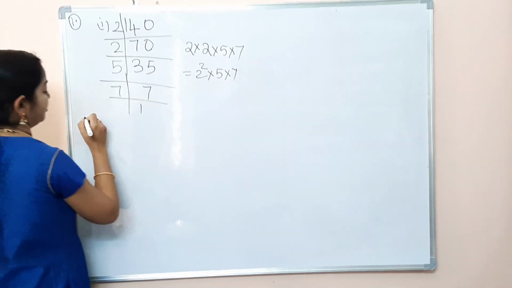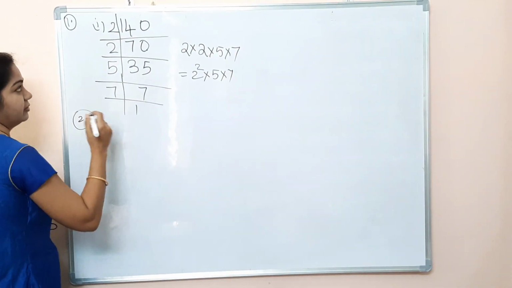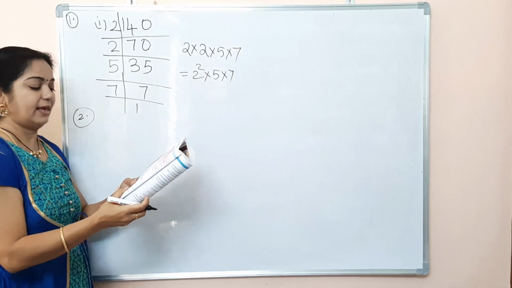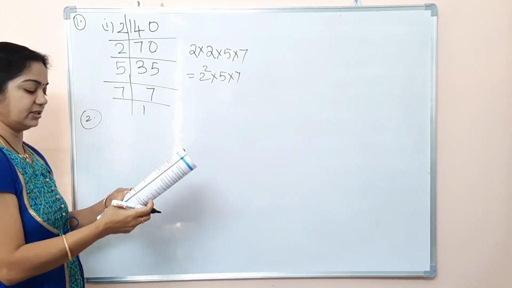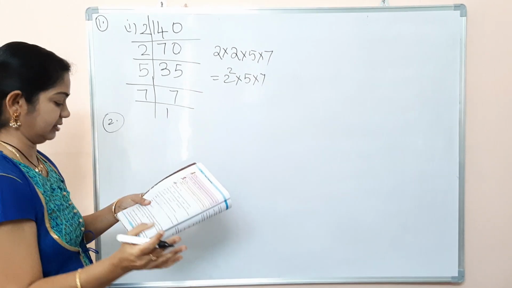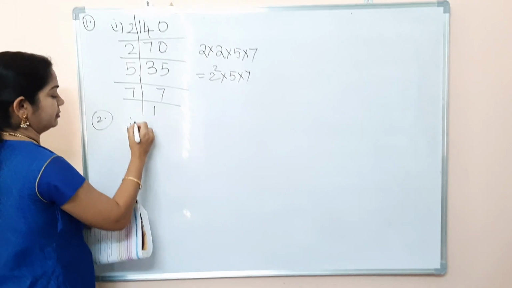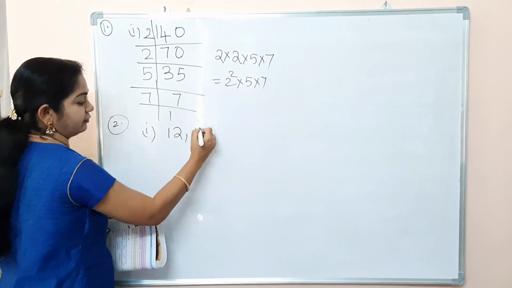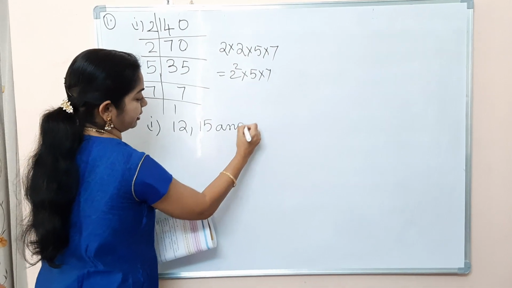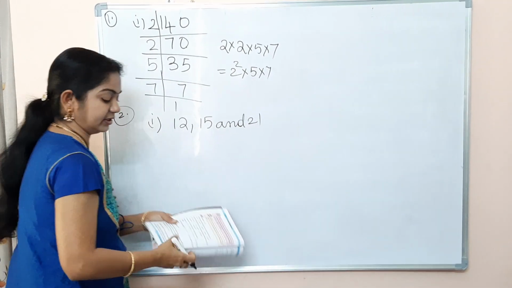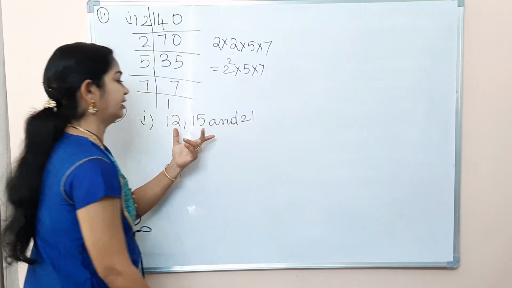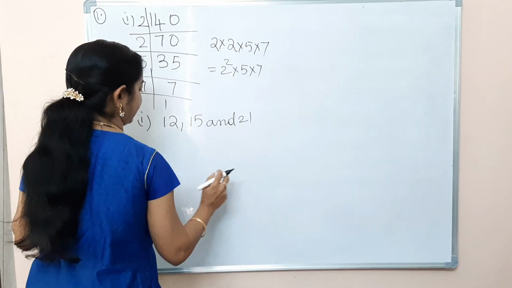So let's see one more problem in the textbook. Find the LCM and HCF of the following integers by the prime factorization method. Let me take one problem: 12, 15 and 21. Find out the HCF and LCM through the prime factorization method.